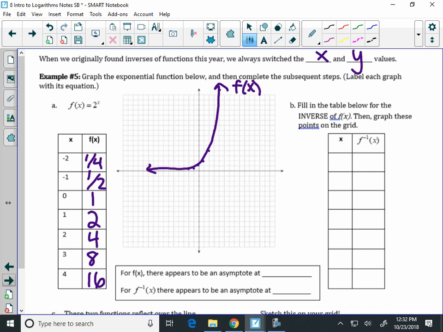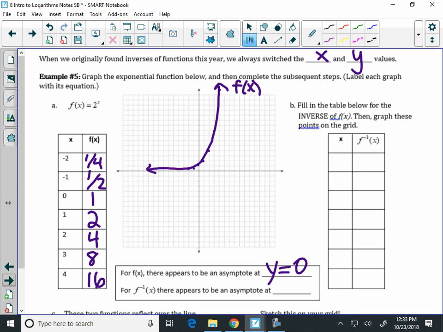So it says for f of x, which you just graphed, there appears to be an asymptote. This is a review question. What's an asymptote? Yeah, a line that you approach but never touch. Where is the asymptote for f of x? At y equals 0, at the x-axis here. So there's an asymptote at the line y equals 0.